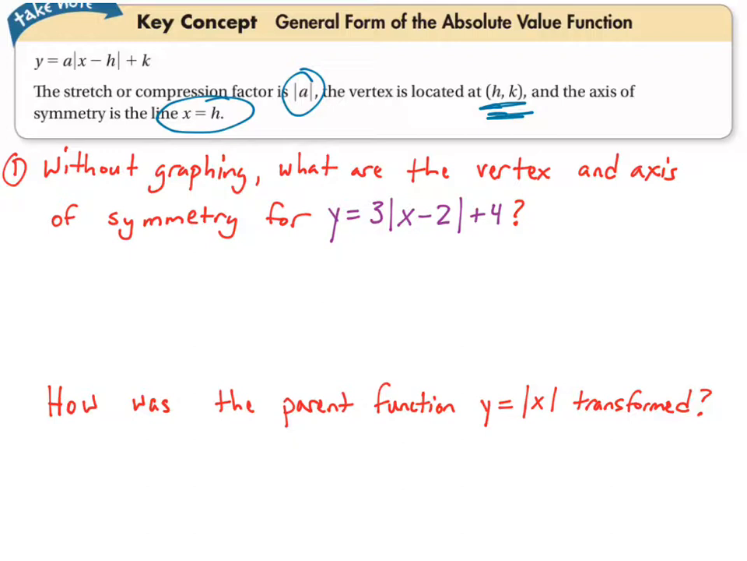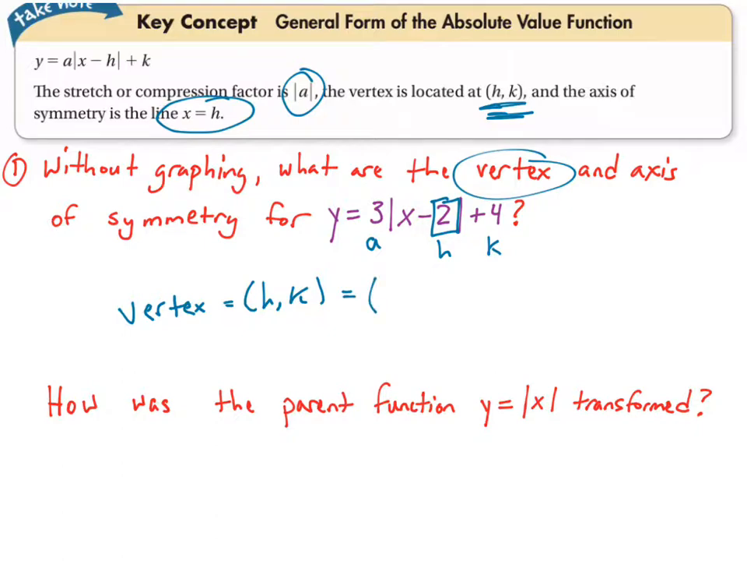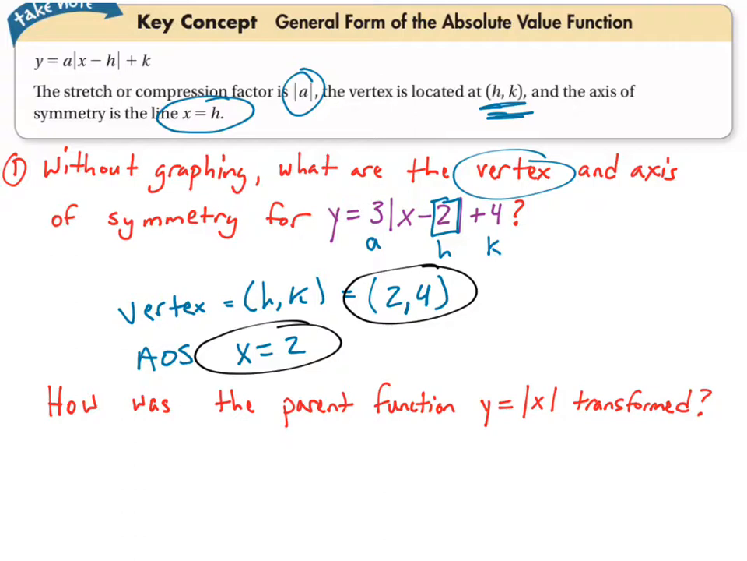If we break this apart based on what we just read, we should recognize that this is our compression or stretch value. This value here is going to represent h, and this is going to represent k. It asks for our vertex, so our vertex is (h, k), which is (2, 4). And our axis of symmetry is x equals h, so in that case x equals 2.